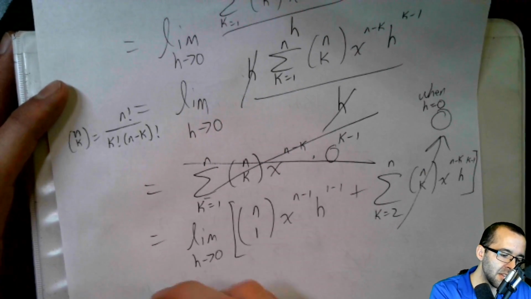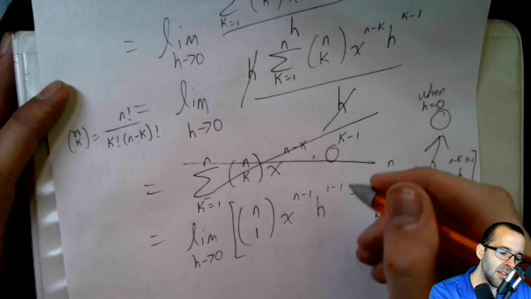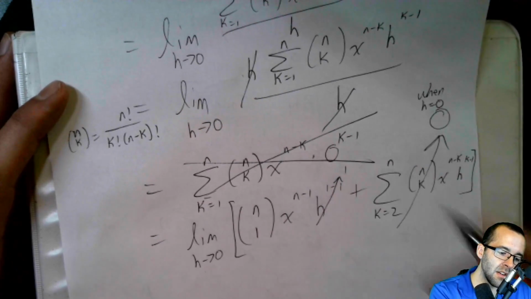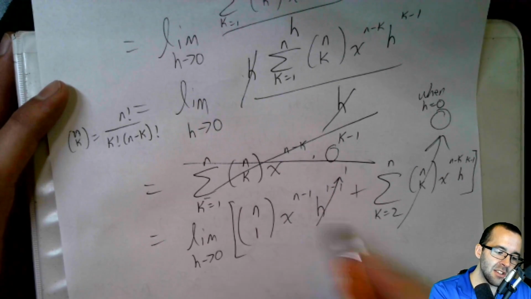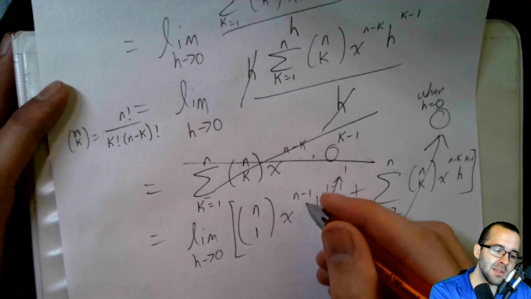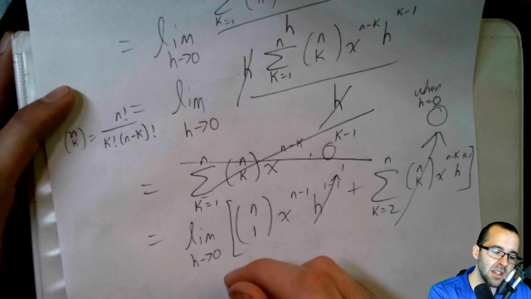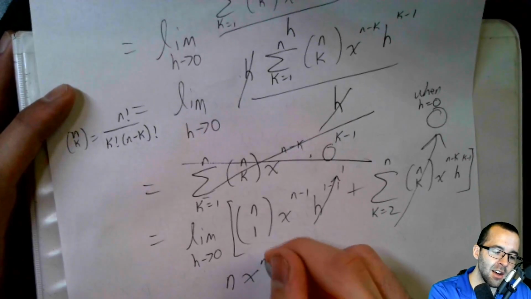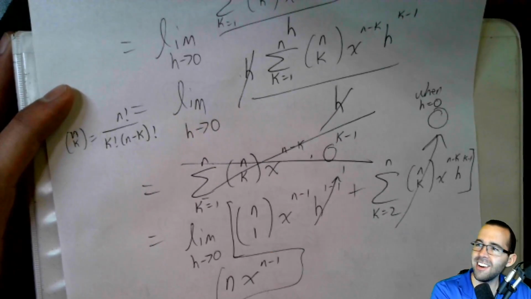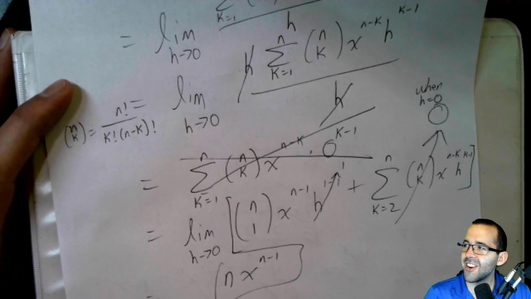So anyway, this limit goes to 0. This limit we can just plug in, right? H to the 0, that's 1. In fact, there's no h's here at all. What are we left with? N choose 1 times x to the n minus 1. But n choose 1, if you use this formula, is just n. Whoa! Okay?